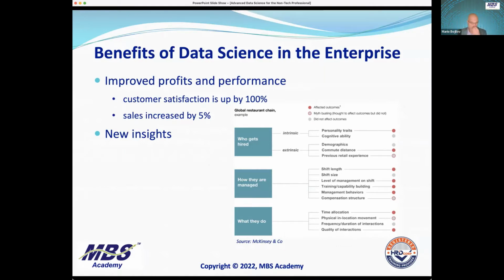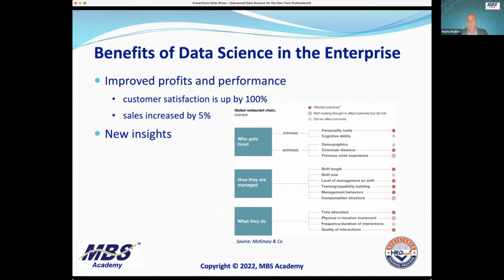Other things that are important, shift length affects the outcome. Well, obviously, if people are working longer shifts, they are not performing as well. Okay, but then if you look at some of the mythbusters, these are the gray circles with the red border. So it turns out the first one from the top, previous retail experience, doesn't matter. So it doesn't matter whether they had experience or not. It didn't affect the outcomes.